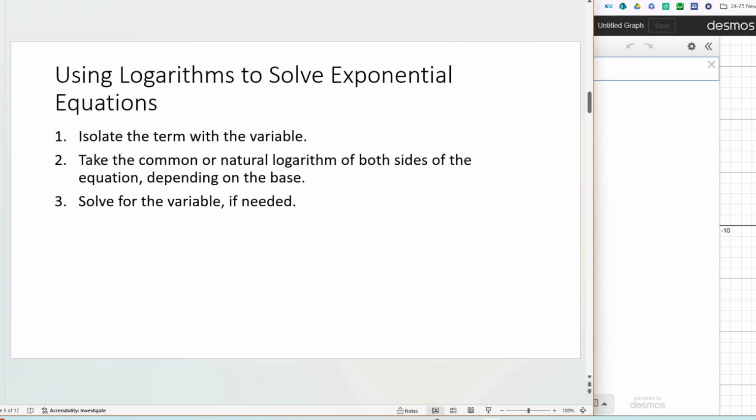Let's now put all these steps together and use logarithms to solve exponential equations. We always need to first start off by isolating the term with a variable. So we're going to get that exponential term by itself, and then we're going to take the common or natural log of both sides of the equation depending on the base. Then we're going to solve for the variable if needed.